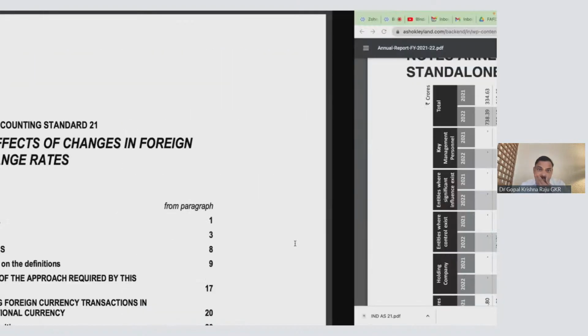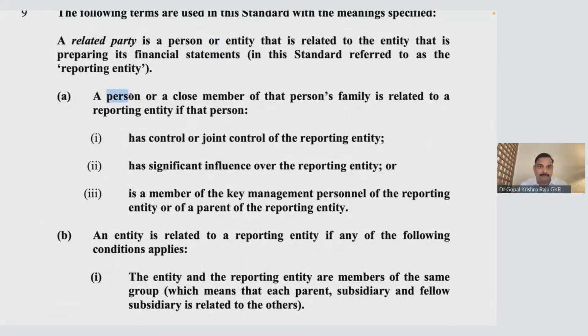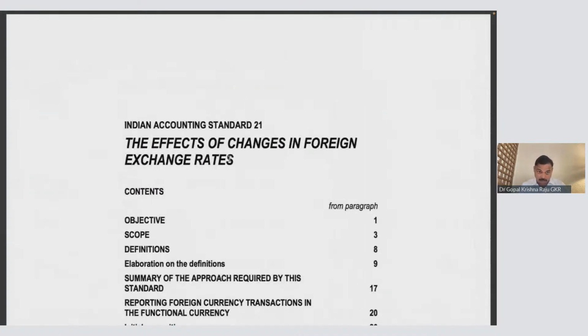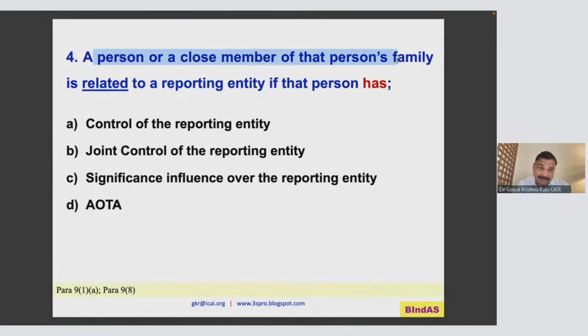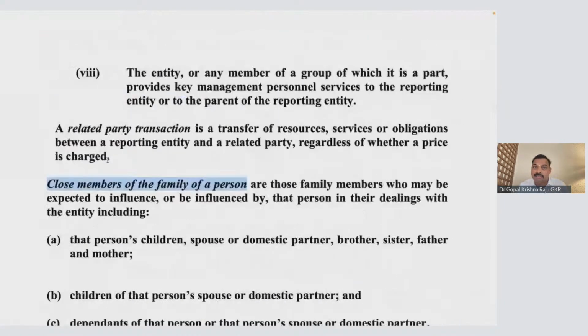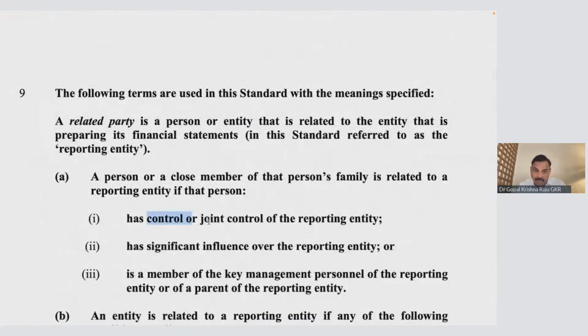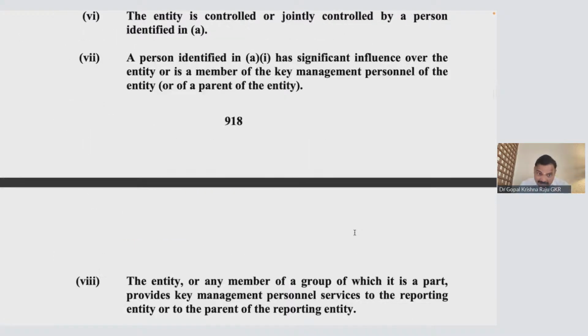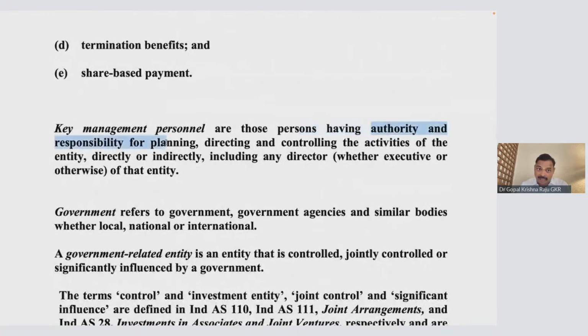Now look at this next definition, A: a person or a close member of that person's family. Who is a close member of that person's family is also defined separately. So a person or a close member of the person's family is related to the reporting entity if that person has, please look at these 3 words, which are very important: control, joint control, significant influence, and is a member of the KMP of the reporting entity or of a parent of the reporting entity. Now, who is the KMP? Key managerial personnel is again defined: having authority and responsibility for planning, directing, and controlling, whether executive or otherwise, of an entity.